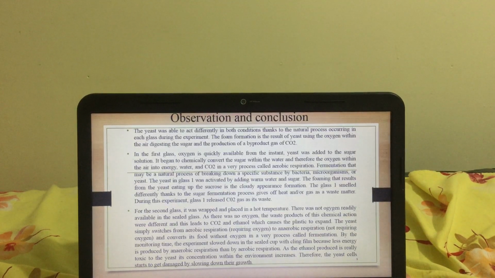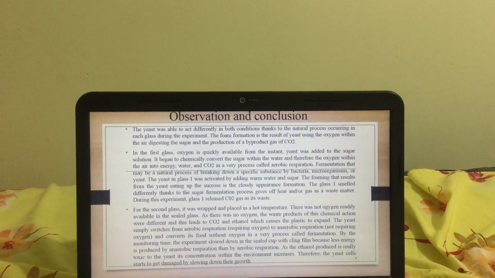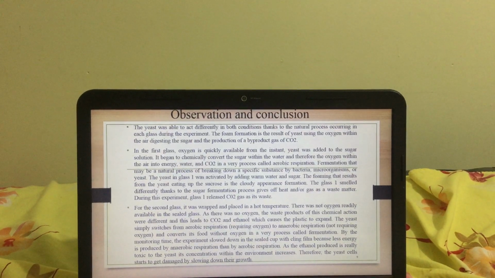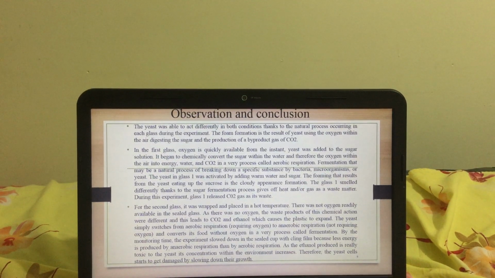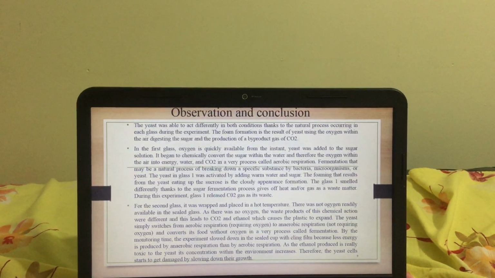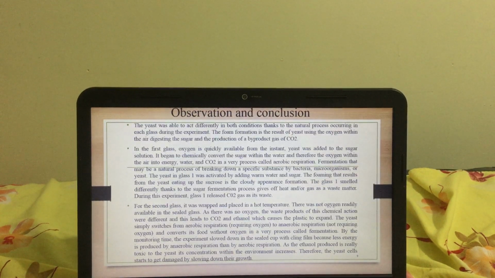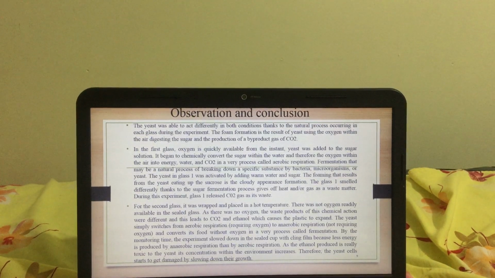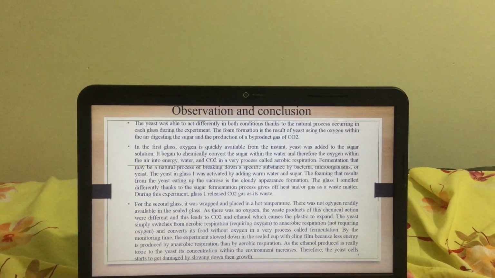For the second glass, it was wrapped and placed in a hot temperature. There was no oxygen readily available as it was a sealed glass, and as there was no oxygen, the waste products of this chemical action were different, leading to the formation of carbon dioxide, by which the plastic expanded and there was pressure. By the monitoring time, the experiment slowed down in the sealed cup, and less energy was produced, and the ethanol produced is really toxic. So the yeast cells started to get damaged, slowing down the growth, so the layer disappeared.